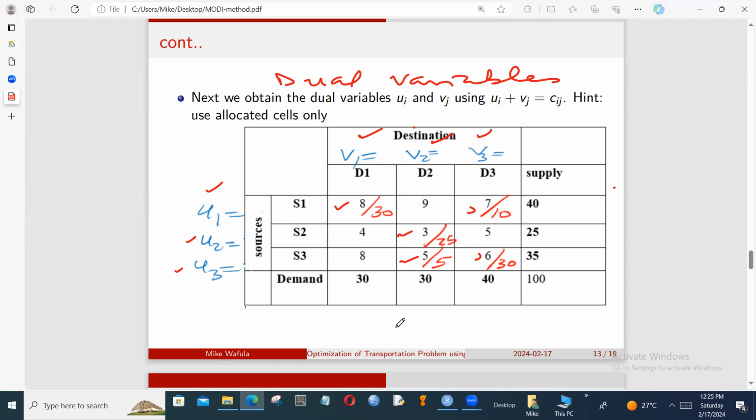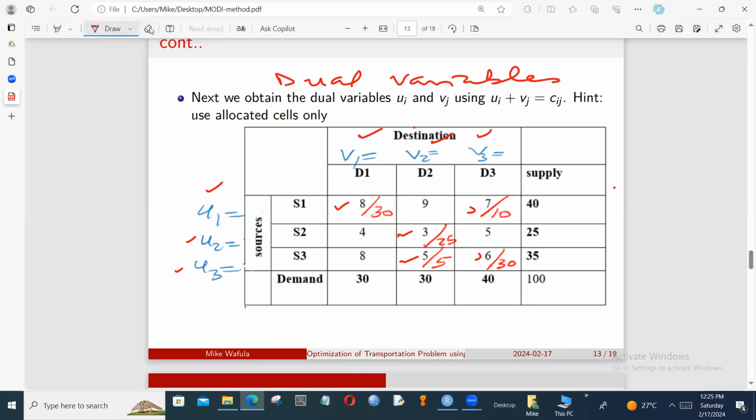If you have assigned, you alert me so that we go ahead. There's a table you have already drawn.